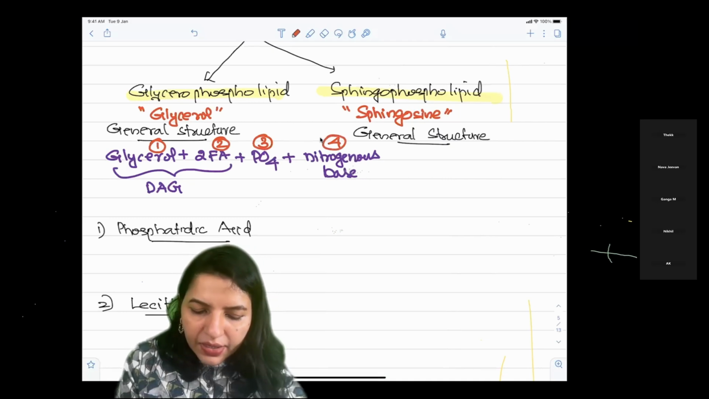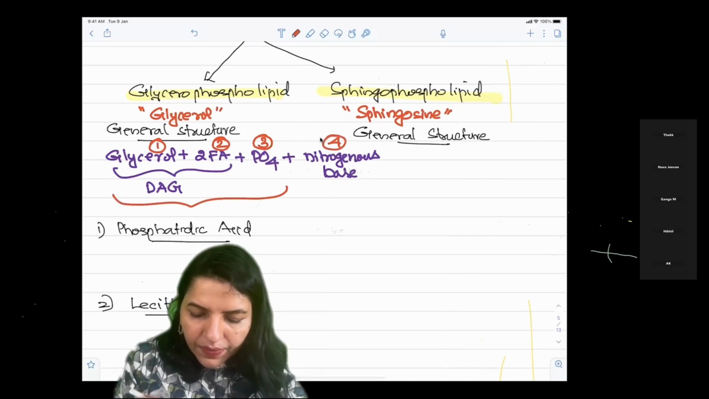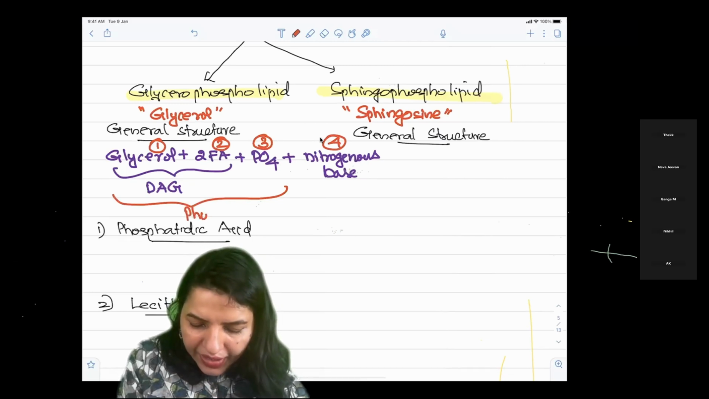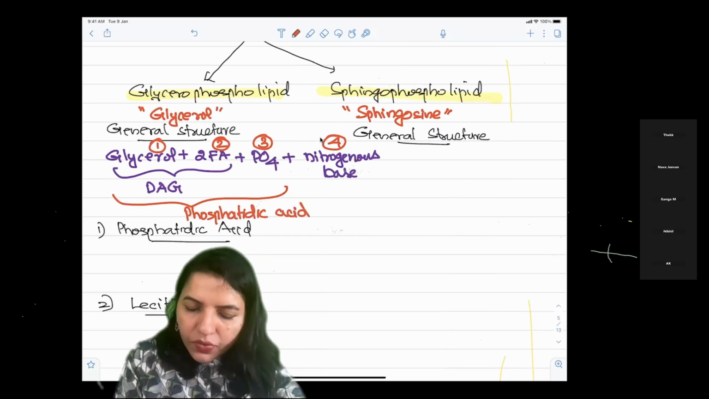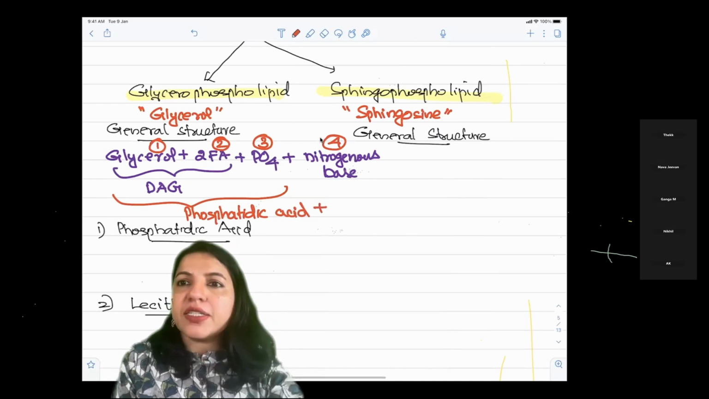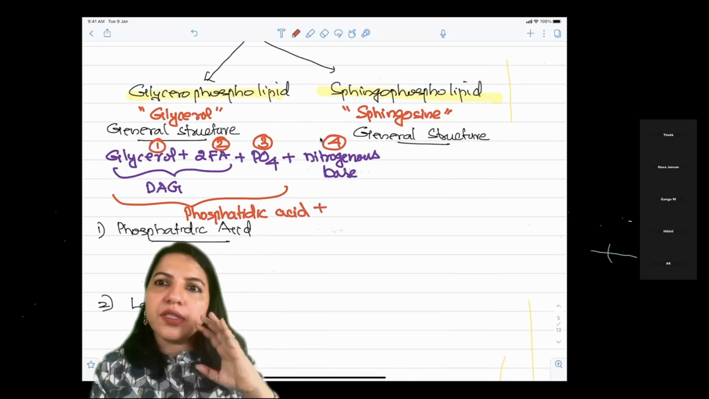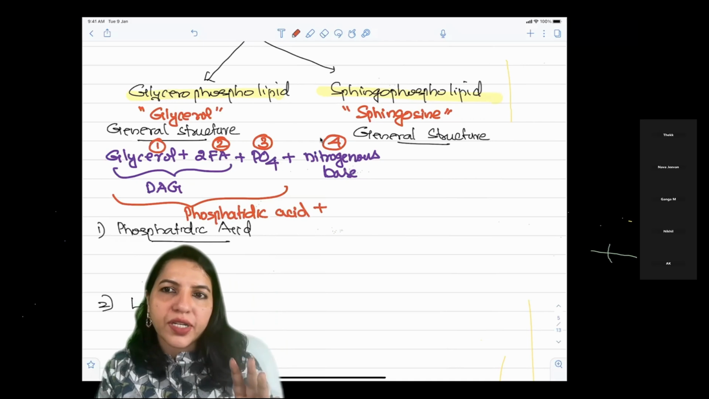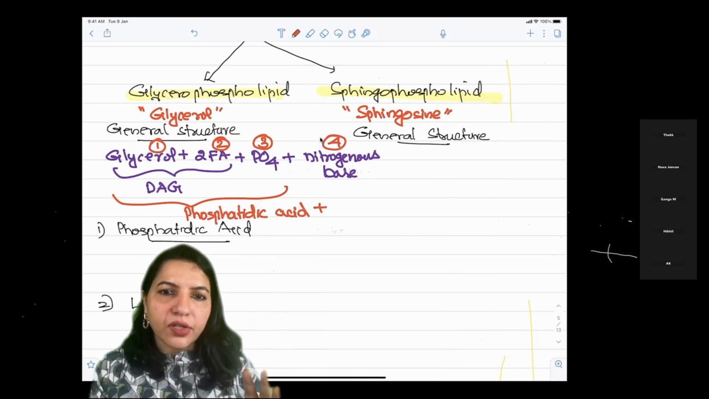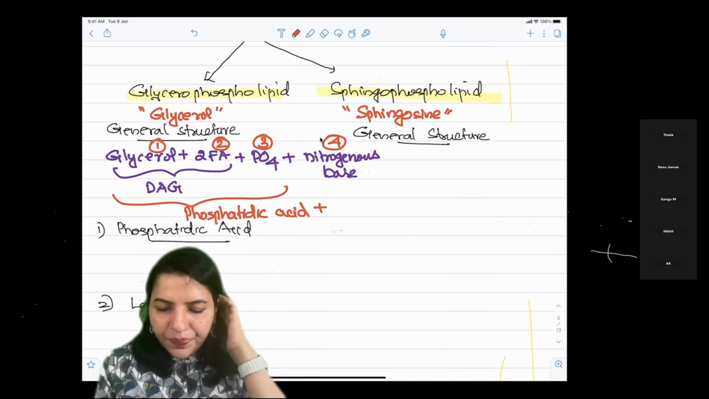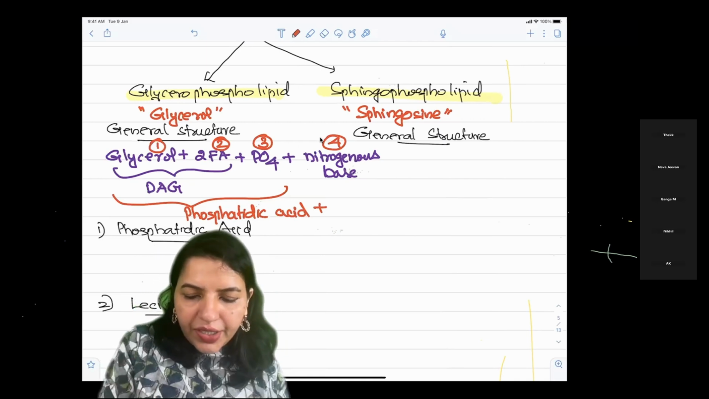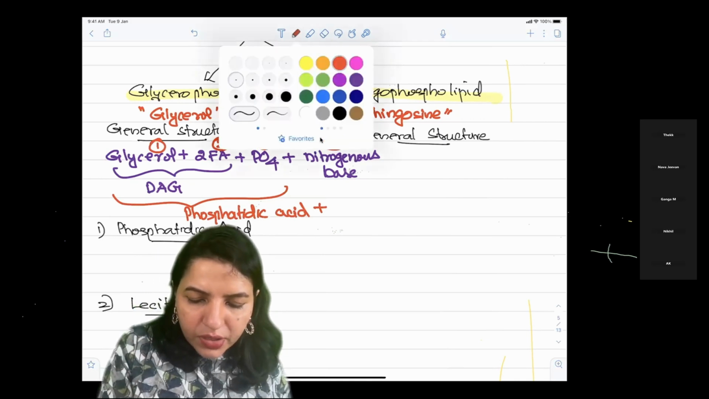So diacyl glycerol plus phosphate. Okay. Now we call it as phosphatidic acid. Now, this phosphatidic acid is attached with various nitrogenous base. So, this is the basic component of what is called as glycerophospholipid.